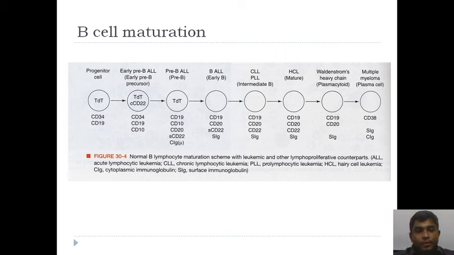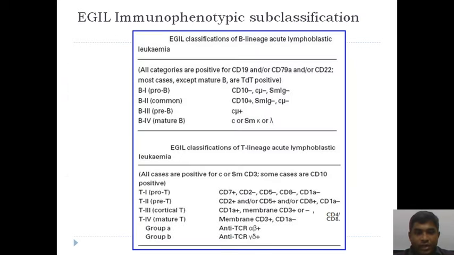So we need to understand the B cell maturation to see at what stage the B-ALL arises. The progenitor cells themselves have different maturation stages before they mature into mature lymphocytes. So depending on the stage of this progenitor cell, we can have early pro or pre B-ALLs. In the earlier classifications, the terminologies used were pro B, common B, pre B, and mature B ALL.